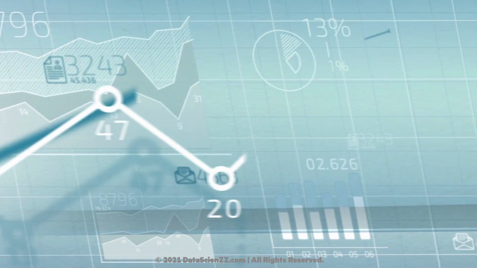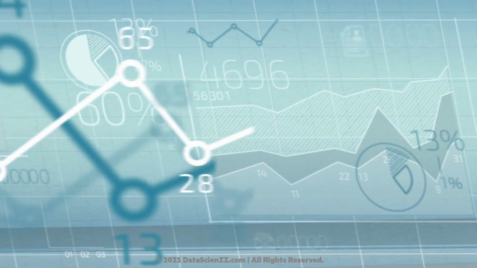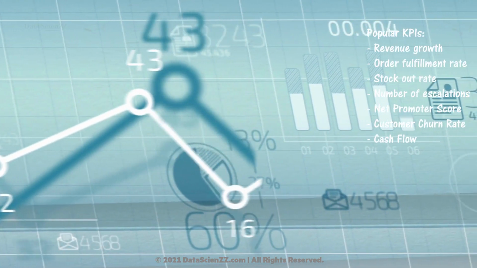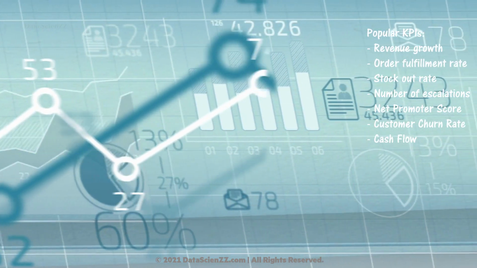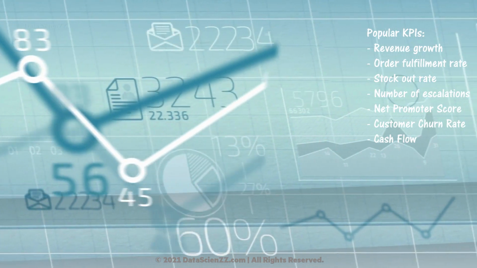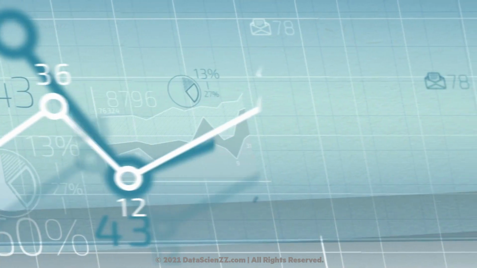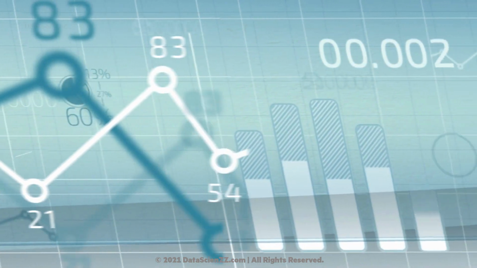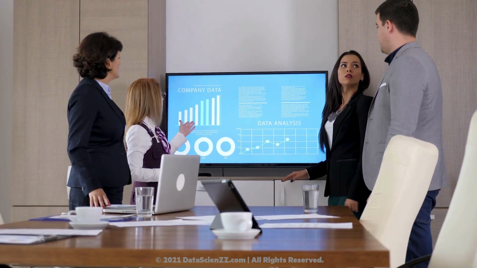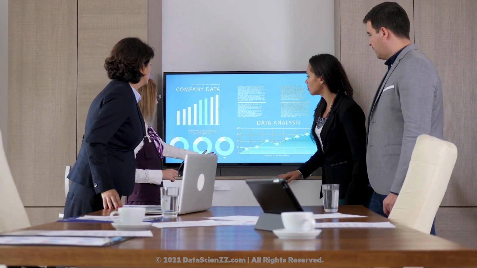The business leaders are also interested to track business performance around certain key performance metrics, called KPIs. Some widely used KPIs are revenue growth, order fulfillment rate, stock out rate, number of escalations, Net Promoter Score, customer churn rate, and cash flow. Business intelligence tools help create customized summary reports around those KPIs. In many cases, these reports are discussed in weekly business review meetings, and decisions are taken accordingly.